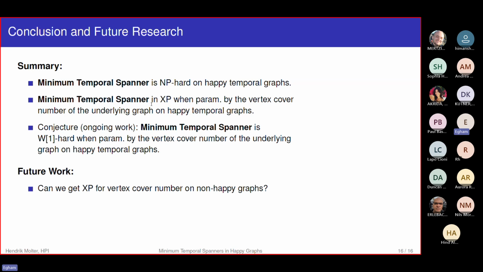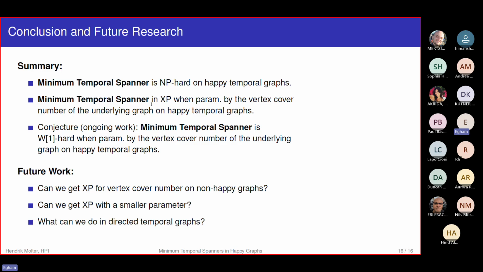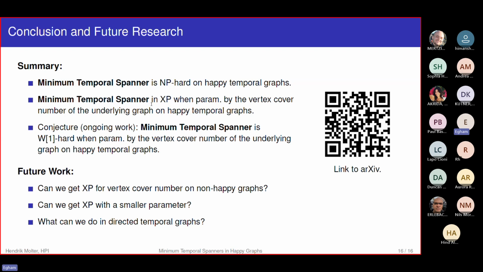But of course, there are still questions that we can ask. So first of all, can we generalize this XP algorithm for non-happy graphs? Can we get XP algorithms for smaller parameters? This we also cannot rule out. And also, can we do something similar on directed graphs? Because if you remember, one of the central arguments in this lemma is that we can reroute these out-trees, which we cannot do anymore necessarily in directed graphs. Okay, here's a link to the manuscript, and thank you.